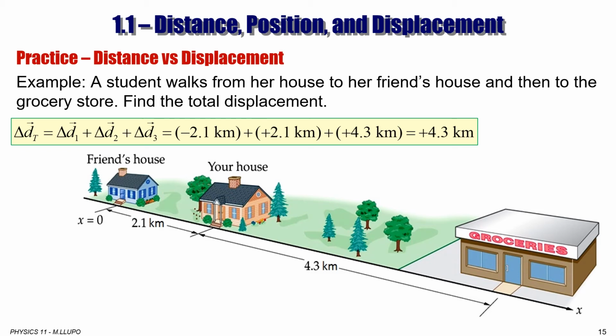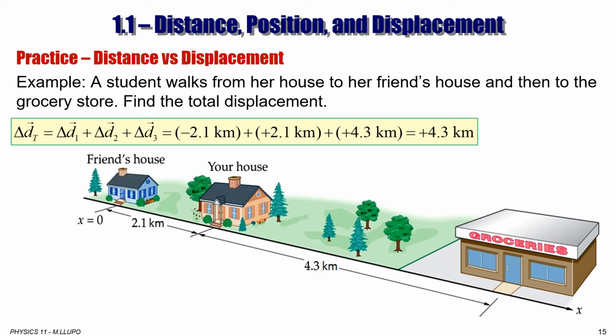So one is a negative 2.1 because it goes from her house to a friend's house, the opposite direction of the positive. And then from the friend's house to her house, that's another 2.1 kilometers, but this time in the positive direction. And then from the house to the grocery store, that would be a positive 4.3 as well. If you see, the minus 2.1 and plus 2.1 cancel each other. So what is left is plus 4.3 kilometers.